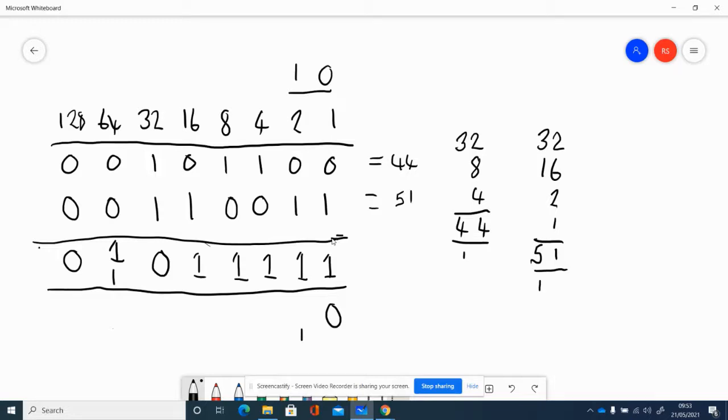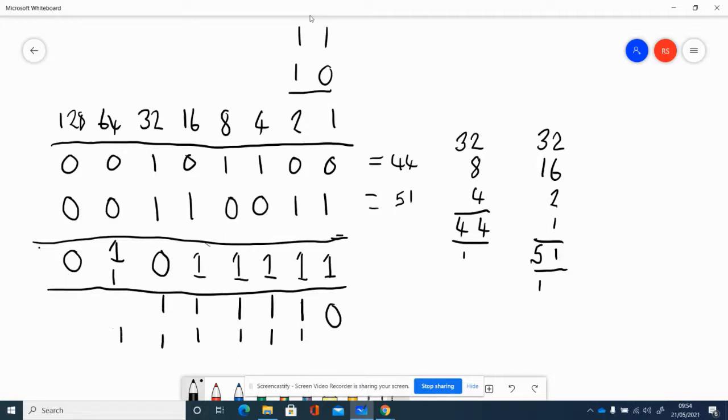So then I've got 1 and 1 plus the 1 I've carried. Well, now I've got 3. So if I've got 3, the binary pattern for 3 is 1, 1, a 2 and a 1. So I'm going to put 1 in here and carry my 1. And again, I've got 3. I've got 3 again. I've got 3 again.